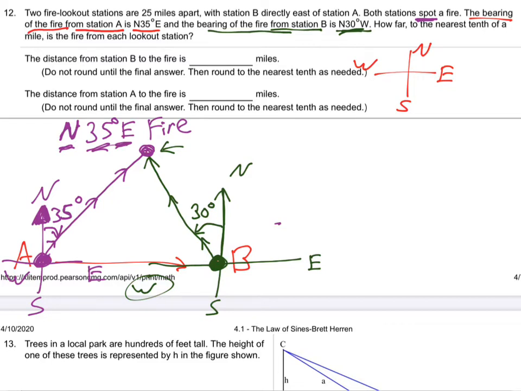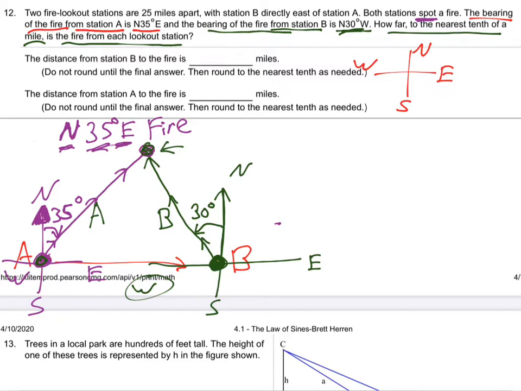So there's the hard part. That's the map we're talking about. We want to use that now to find how far, to the nearest tenth of a mile, the fire is from each lookout station. So we've got to find this X and this Y, or we can call them A and B maybe. What is A? The distance of the fire from station A, and what is B? The distance of the fire from B. How far is each of them from the lookout station?